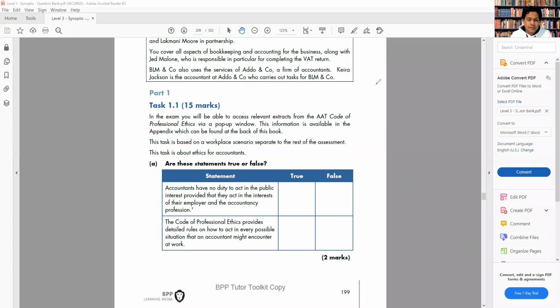We have five fundamental principles of ethics, and they are professionalism, competence and due care, confidentiality, integrity, and objectivity. So these are the five fundamental principles of ethics. If you remember, there is a word called Dr.